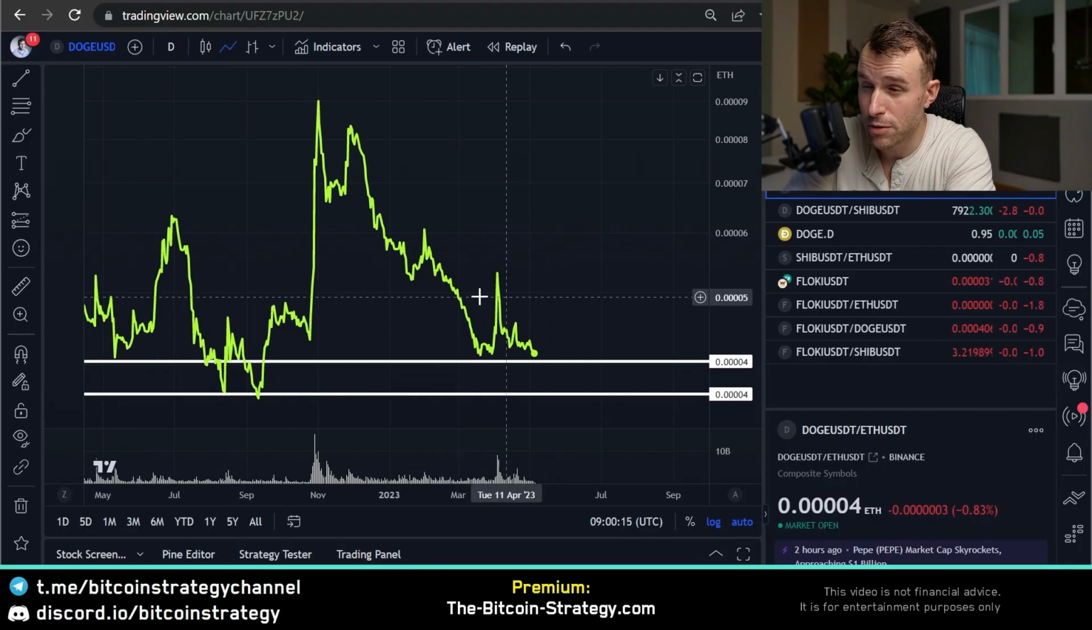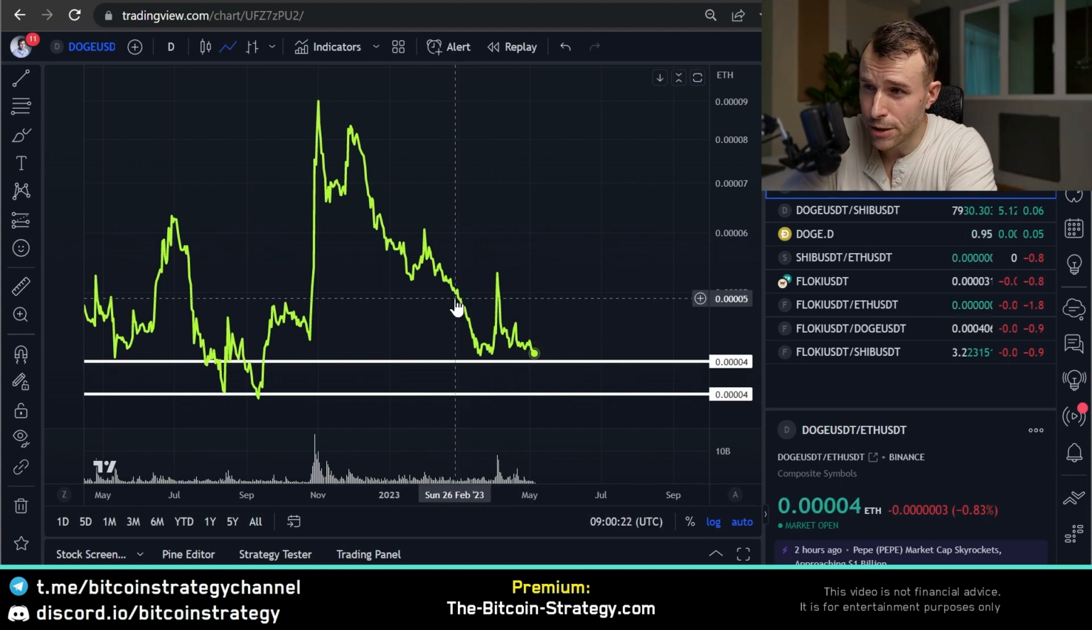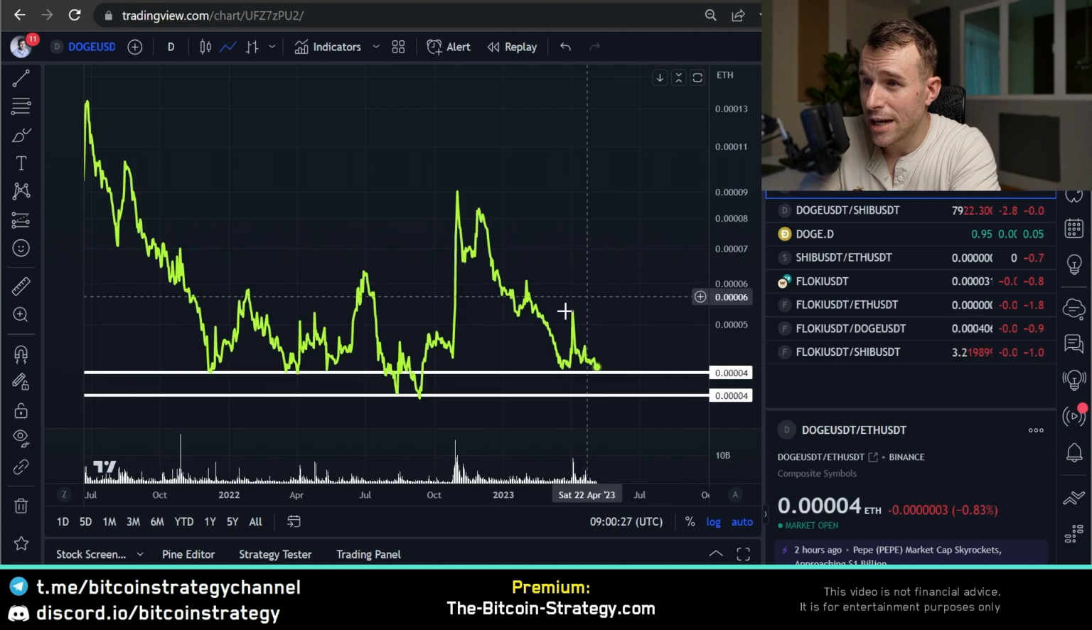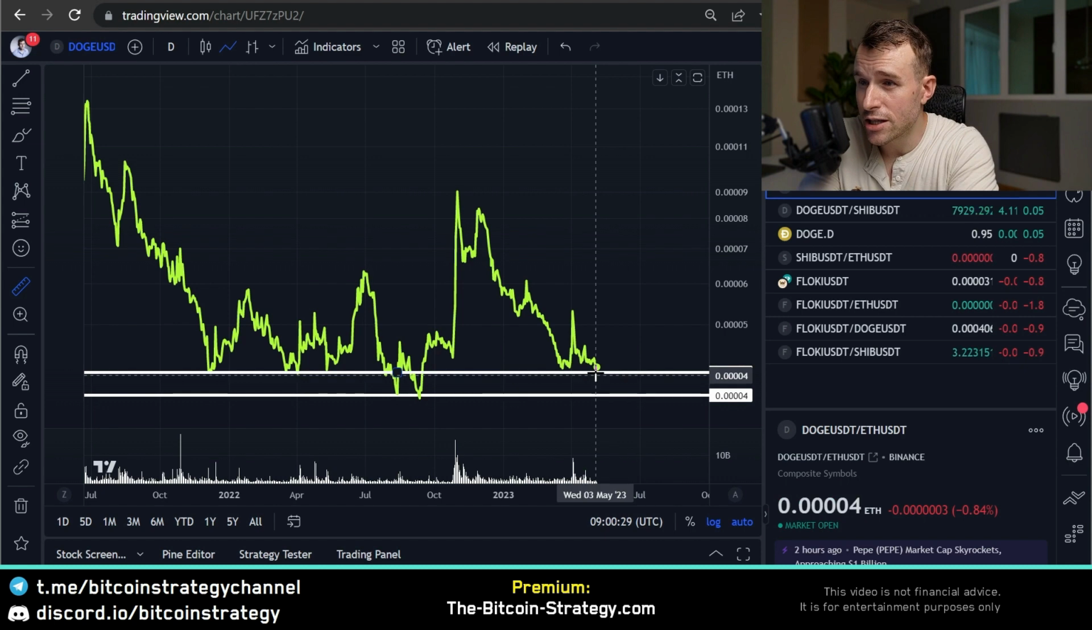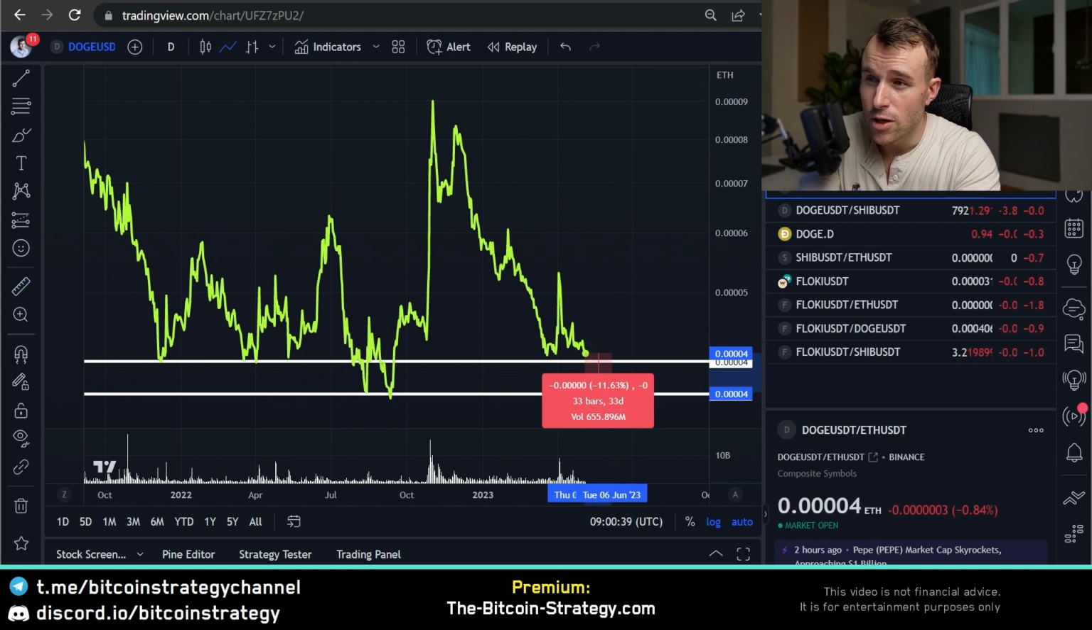For example, the recent pump here was when Elon Musk changed the logo of Twitter to a Doge logo. This is when we got the pump here. But below a certain threshold, right? Once we go below this line, it seems like the selling pressure dies down to a certain degree. So how much is this downward potential risk here? It's currently an underperformance versus Ethereum of 11% roughly.